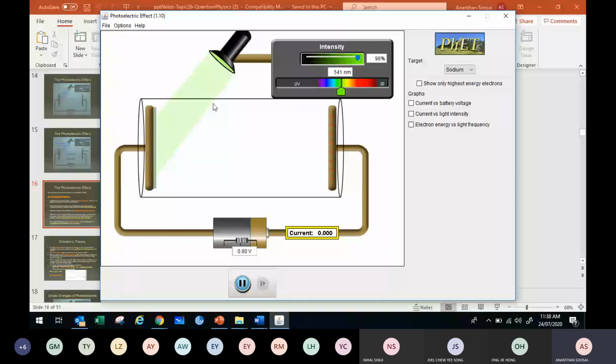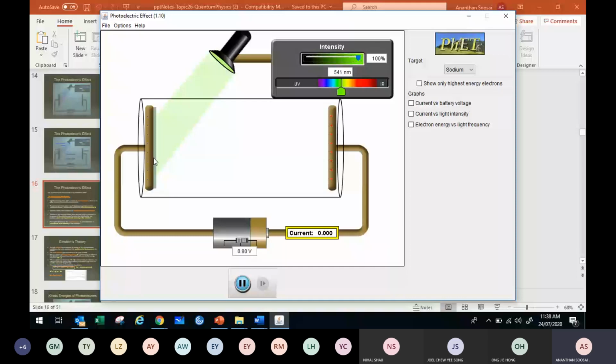According to the wave idea, with 2 millijoule per second, it takes 5 seconds for the electron to come out. If you put 10 millijoule, the electron should come out in 1 second. So intensity can release the electron faster according to the wave idea, which does not work. You see here, I give a green light and raise the intensity. The energy per second in the light has been increased, but the electron still never comes out.